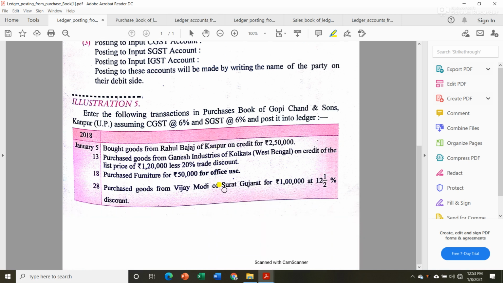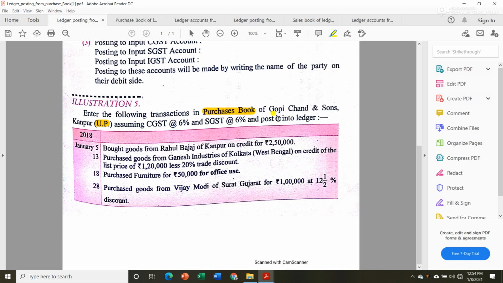Now let us see this illustration number 5. We have the question: enter the following transactions in purchase book. Remember, you have to read the question carefully, means you have to see what the question is asking you to prepare. In this question they are asking us to prepare purchase book of Gopi Chand and Sons, that is situated in Kanpur UP, and there is CGST and SGST of 6% respectively.